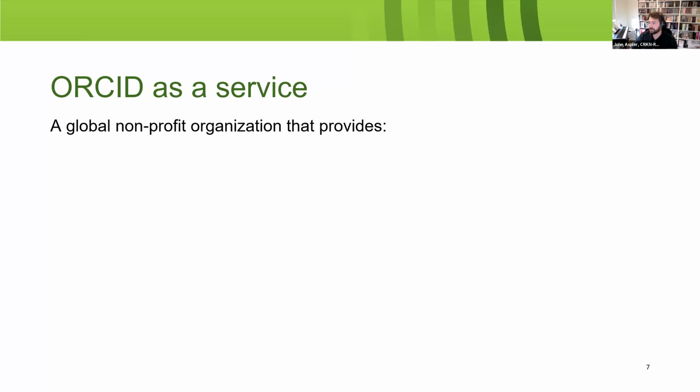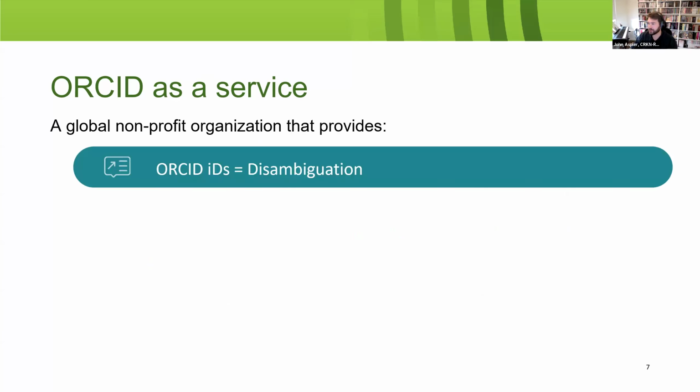ORCID ultimately frames three core services that it provides. The first is ORCID IDs to scholars. An institution cannot top-down assign an ORCID identifier. A journal editor cannot assign an ORCID identifier. It is something that an individual must create. And this service to scholars serves disambiguation. That is the core function.